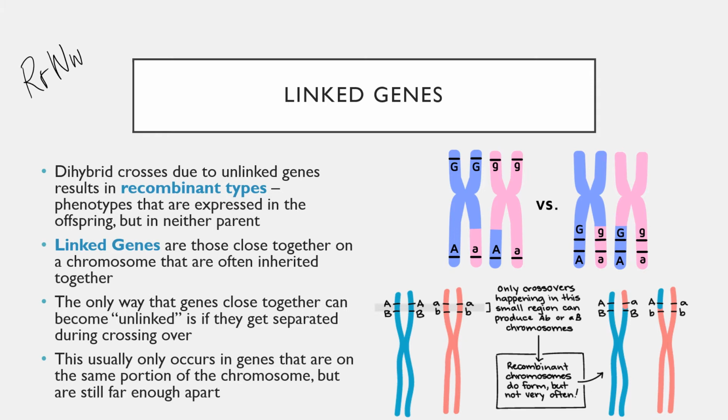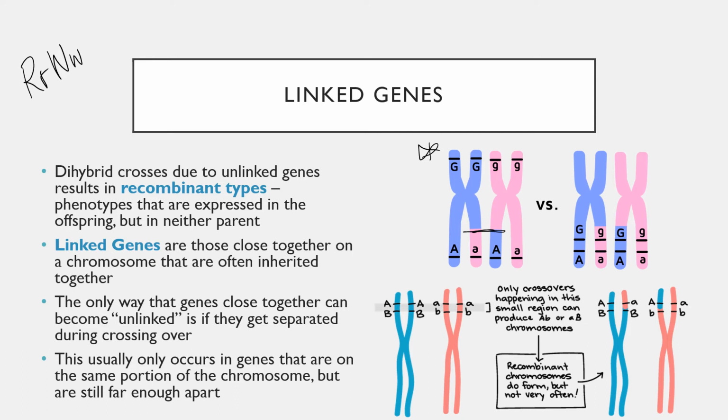Now, this is not the same thing as a linked gene. Linked genes are those that are really close together on a chromosome, so they are essentially always inherited together. In the example here on the right, these particular chromosomes, the G gene and the A gene, are far apart from each other on the chromosome. So most likely these genes are not going to be linked. Crossing over may occur and actually separate them.